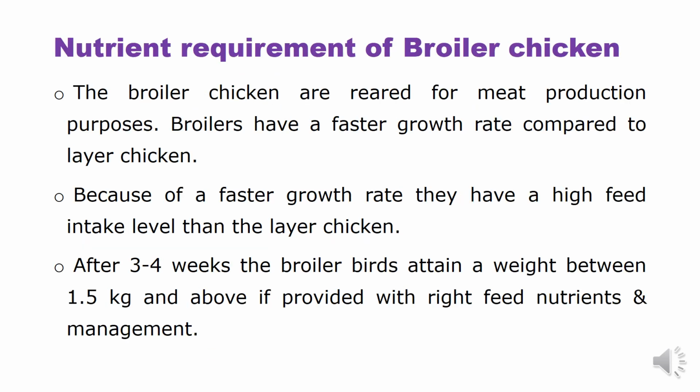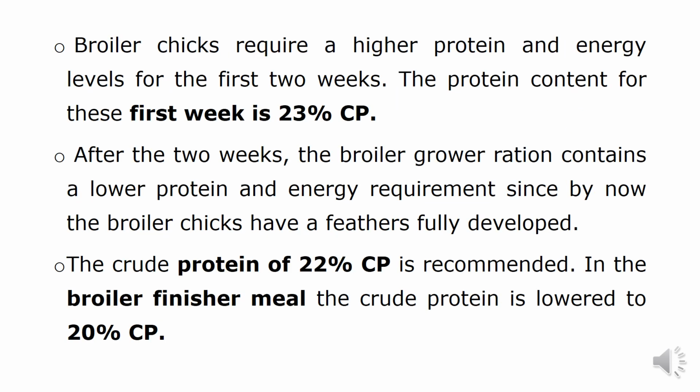Now we shall look at the nutrient requirement of broiler chicken. Broiler chickens are birds reared for meat production. They grow faster compared to the layer. It takes 3 to 4 weeks for a broiler bird to attain 1.5 kg and above, yet the layers take 20 weeks to attain 1.5 kg if management and feeding is done properly.